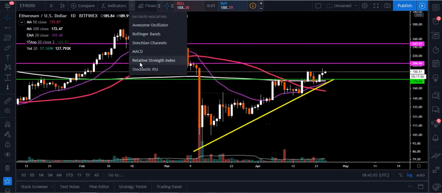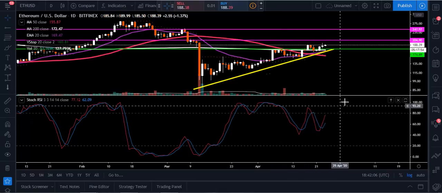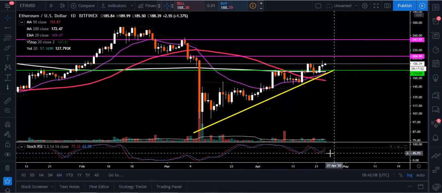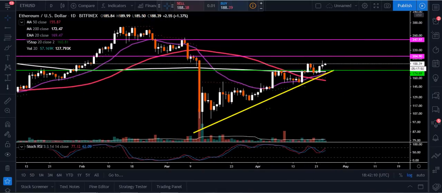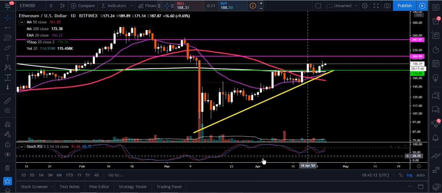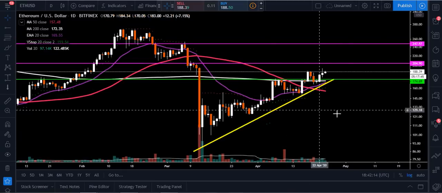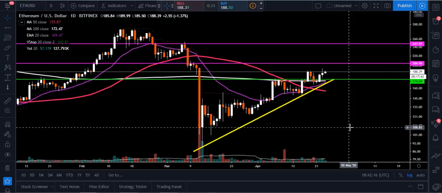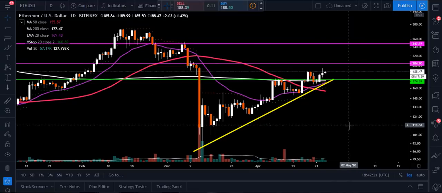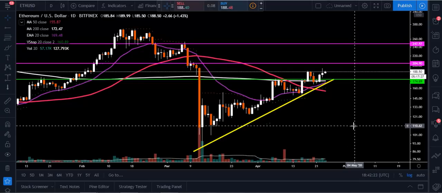Let's see what else we got. We'll take a look at the Stochastic RSI as well. Stochastic RSI, we got a bullish upside cross there. We're at 77 and 62, so still plenty of room to run if we want to continue to move to the upside here. So Ethereum could definitely move up. If it can get over this 188 today or so and close up above that, then we could come up here and try to tackle some of those higher numbers around 200 or so.